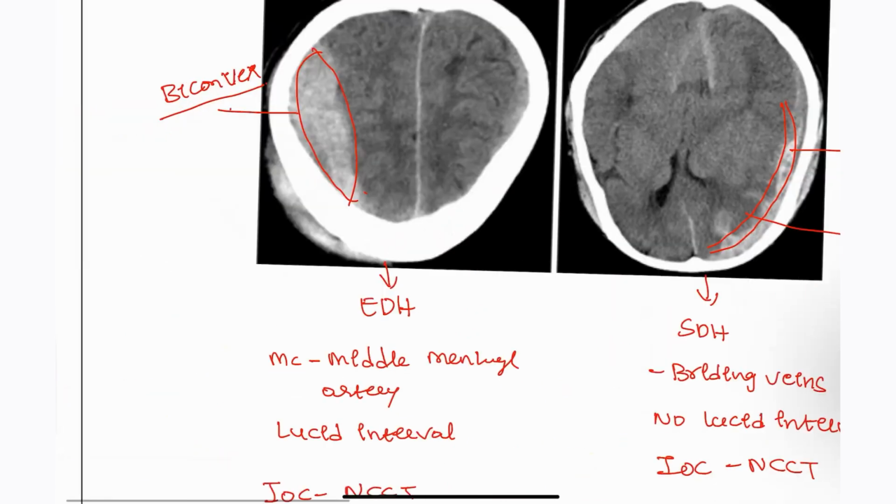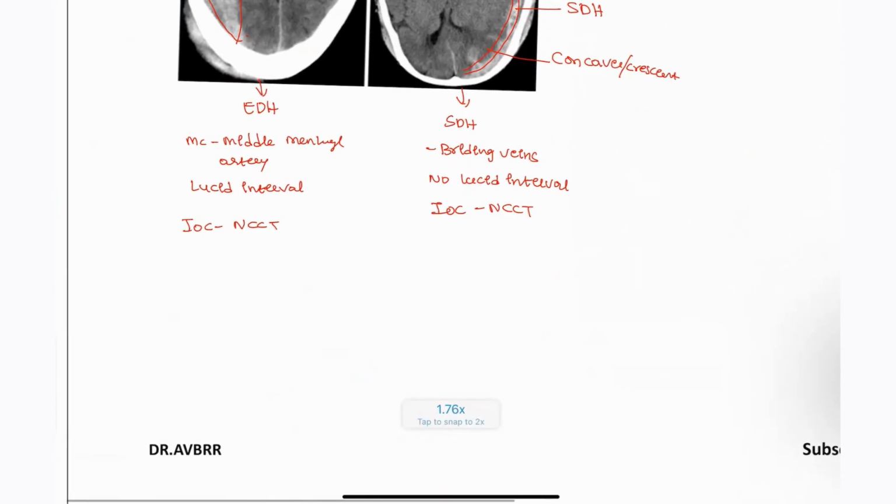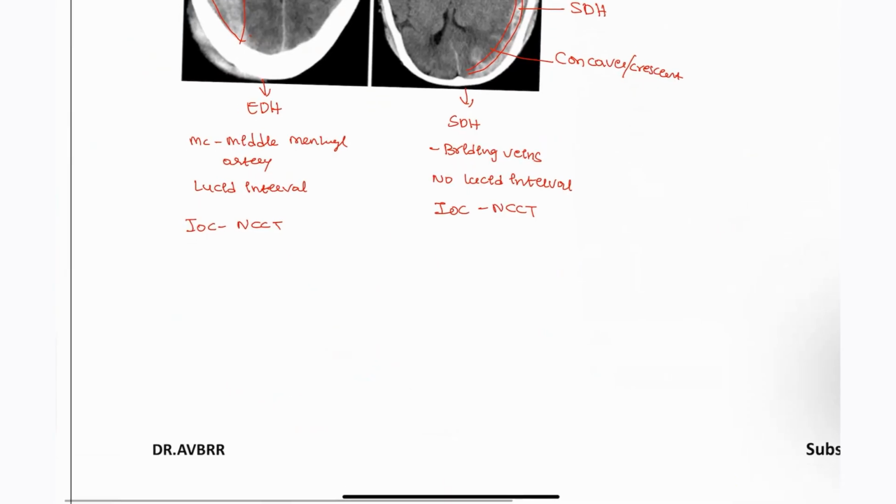And here it is biconvex, or idli shaped, that is seen in the EDH and the SDH. Next, what is the treatment of choice for this patient? For both patients, we are going to proceed with craniotomy or burr hole. Here also, craniotomy and burr hole.